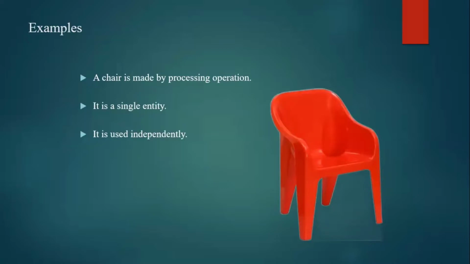A chair is manufactured by using processing operation. This operation is performed in an injection molding machine. The material to manufacture this chair is plastic, mostly polypropylene, because it's a tough material. This chair is a single entity, it's a single part, but this part is used independently. It's a final part, it's a final product.